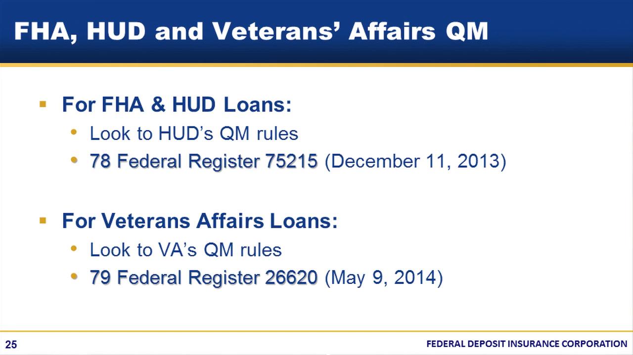As we mentioned earlier, both of them have done so, so QM status is determined by those rules, not by Regulation Z. So those of you who write FHA insured loans or HUD guaranteed loans under the Indian Housing or Native Hawaiian housing programs should look to HUD's QM regulations. For VA loans, apply the Department of Veteran Affairs QM rule. Each of those agencies now have their own QM standards, and we will not cover those standards today. We provided the citations to the Federal Register for these rules on the slide.